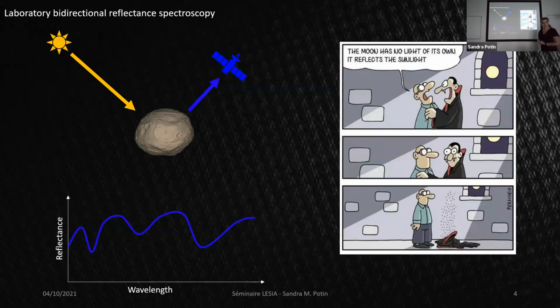So first, reflectance spectroscopy is commonly used to retrieve information about any surfaces. We can have information about asteroids, about meteorites in the lab, about anything. It could be the table, the wall, anything. The principle is always the same. We have the light that arrives on the surface. It's reflected, and we catch this reflected light using a spacecraft in space. And then we extract the spectra of it, and we obtain this kind of information here.